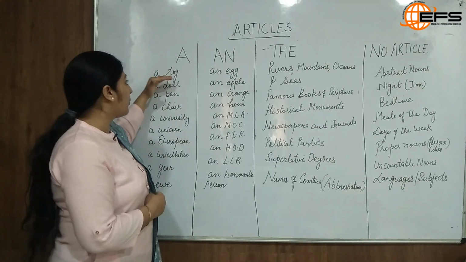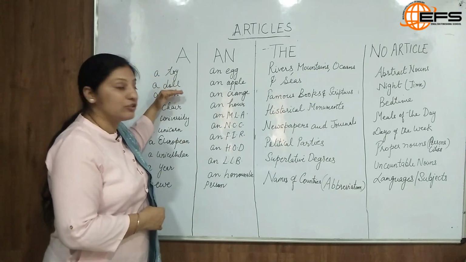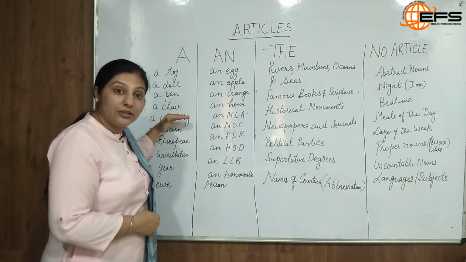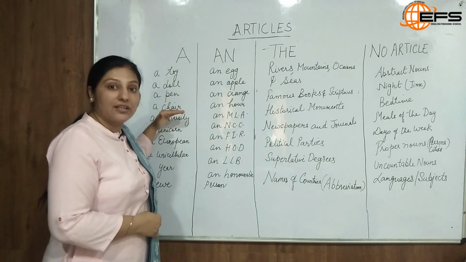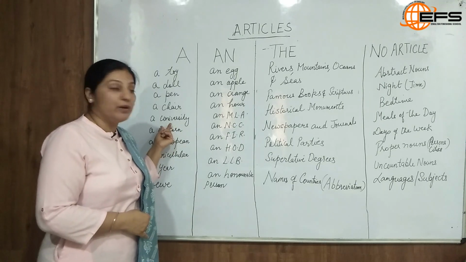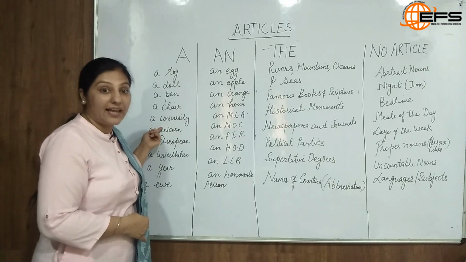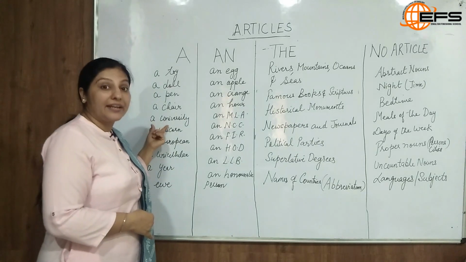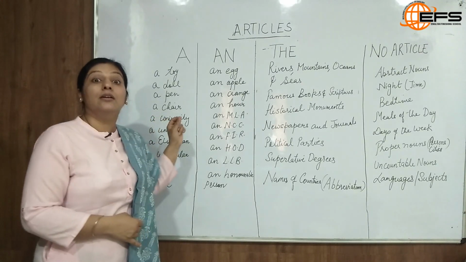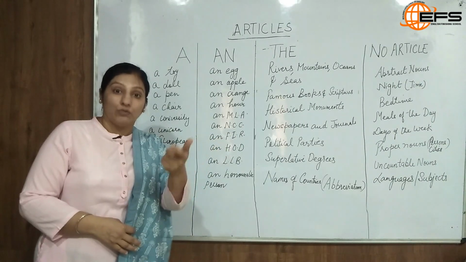For example, a toy, the sound is of T. A doll, the sound is of D, which is a consonant. A pen, the sound is P, which is again a consonant. A chair, the sound is ch, which is again a consonant. A university, now look at this particular word, you will see the letter U and you will see it is a vowel and you will place an, no, wrong. It has to carry a, why? Because the sound produced by this word is a consonant sound. A university, your sound is Y, which is a consonant.